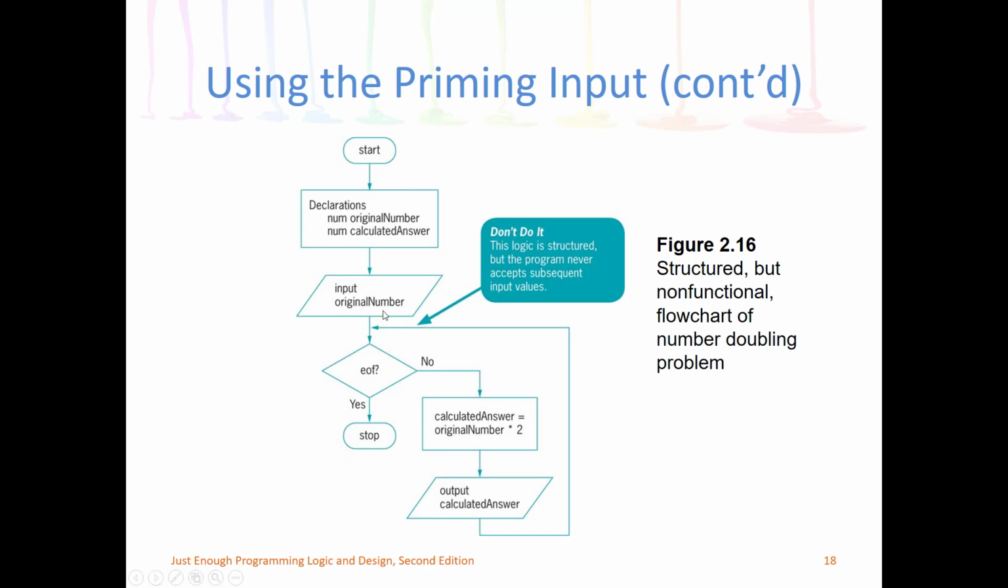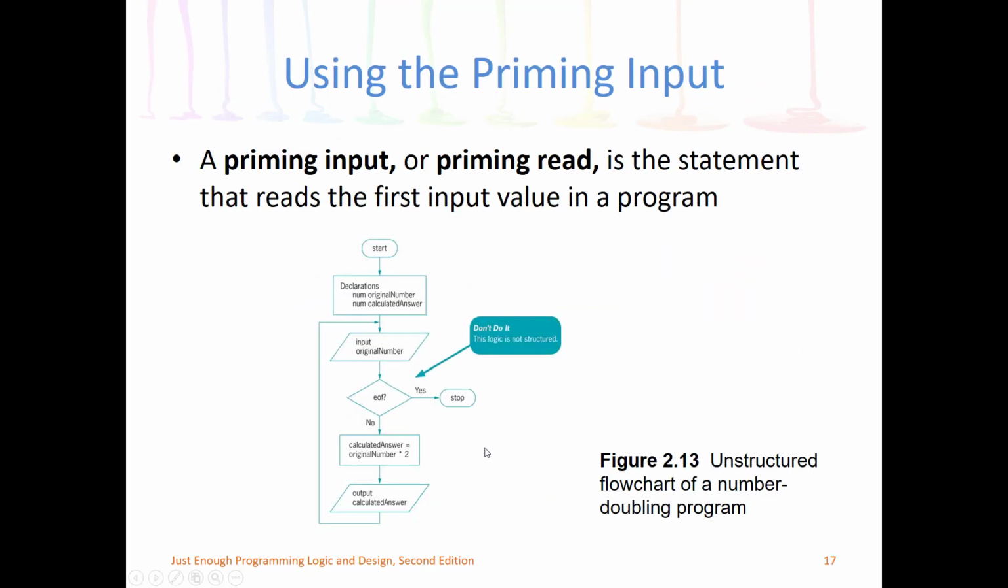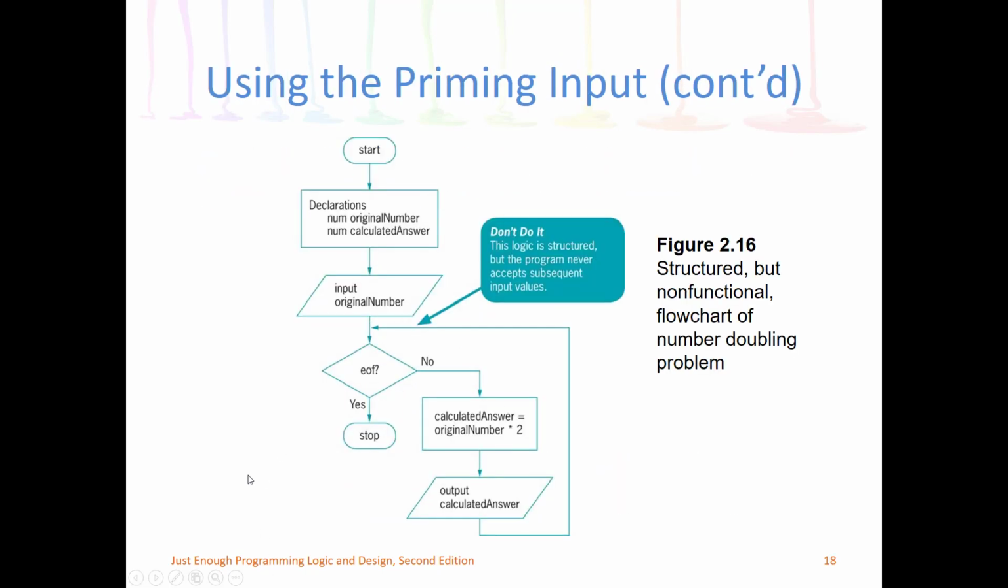You get your input, original number, same thing as we did before. If you go back, you'll see that. See, all they did was move it from up here down to there. Is EOF? If it's not, there's a number, calculated answer, output calculated answer. So think about this. What's wrong with this?